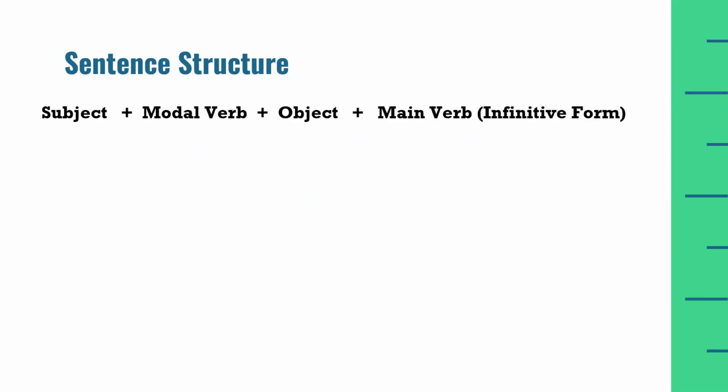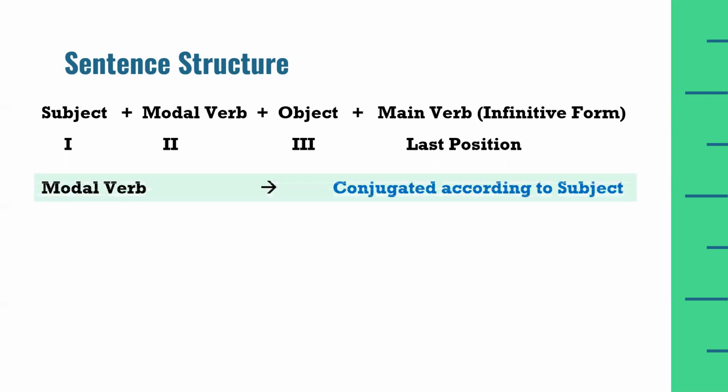Now let's see the sentence structure. If we want to use a modal verb in our sentence, what will be the position of the modal verb and what will be the position of the remaining parts of the sentence? So if we want to use a modal verb, then we have to use it at the second position in the sentence. First position will be dedicated for the subject. It's not mandatory, but this is how we have learned and we will follow the same pattern. Object will come at the third position. Main verb will always come in the infinitive form at the last position in the sentence.